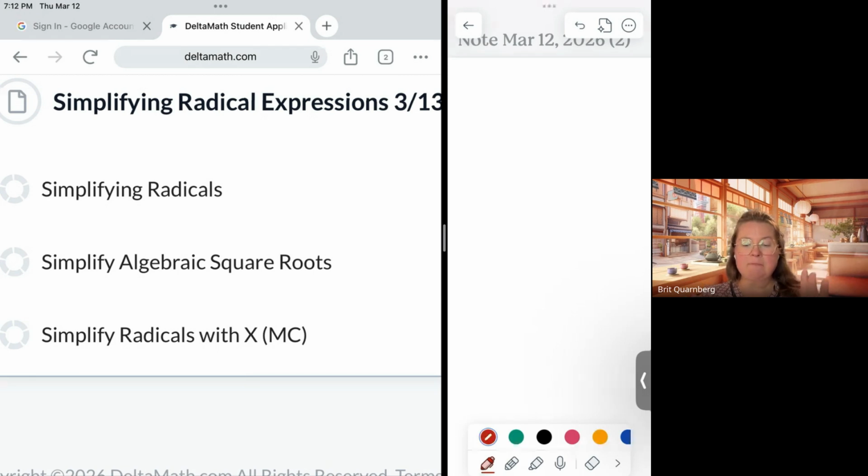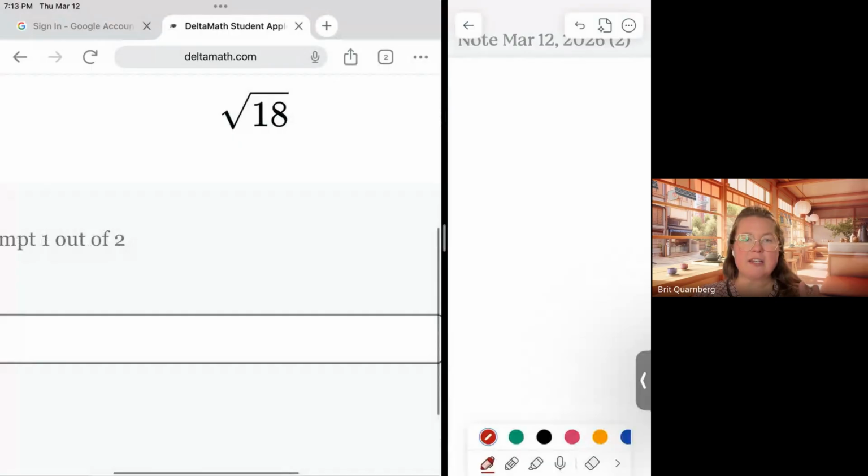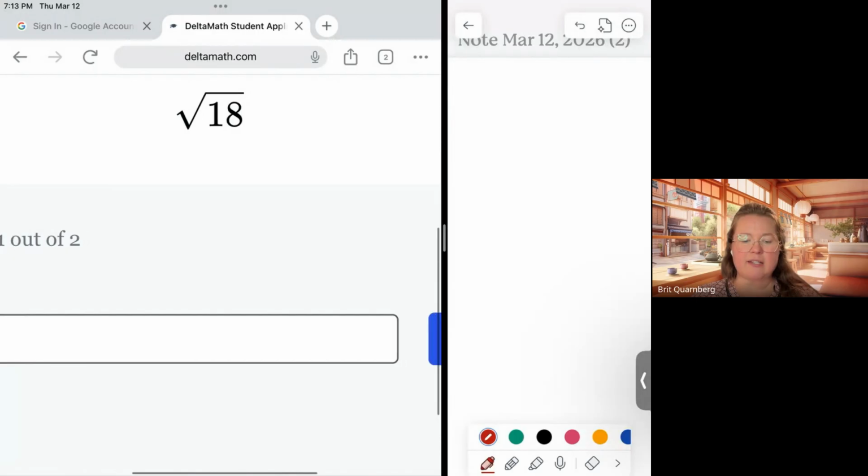Now here is the idea. You did problems like this the other day, and I'm just going to re-emphasize what we did, but you're doing it without all the little guiding steps. So we need to simplify the square root of 18.